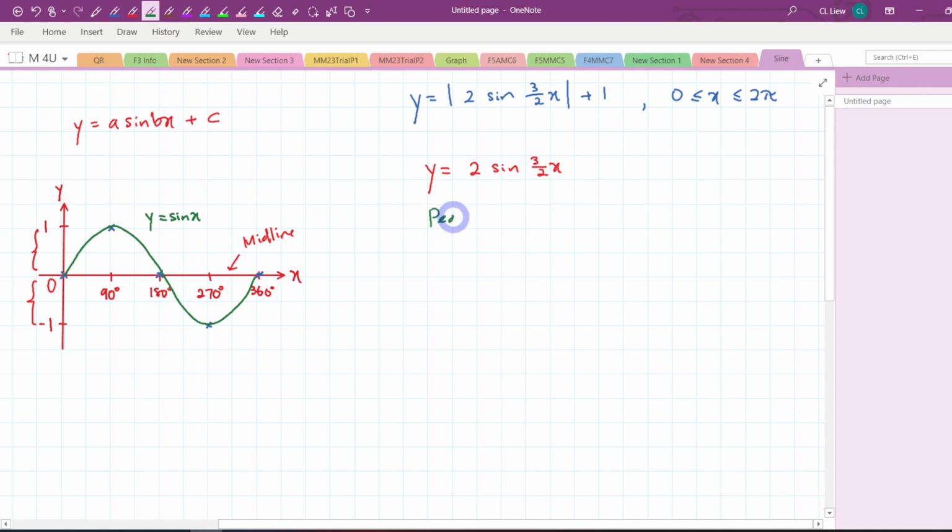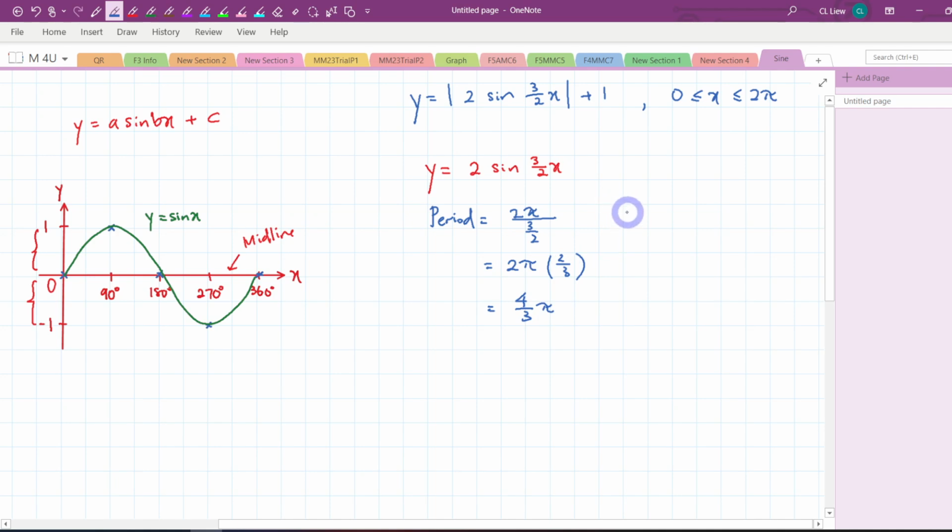So the period will be equal to, since the given range is in radian, so I'm going to use 2 pi divided by this number, divided by 3 over 2. So it's actually equal to 2 pi times 2 over 3. So this will give us 4 over 3, right? 4 over 3 pi radian.